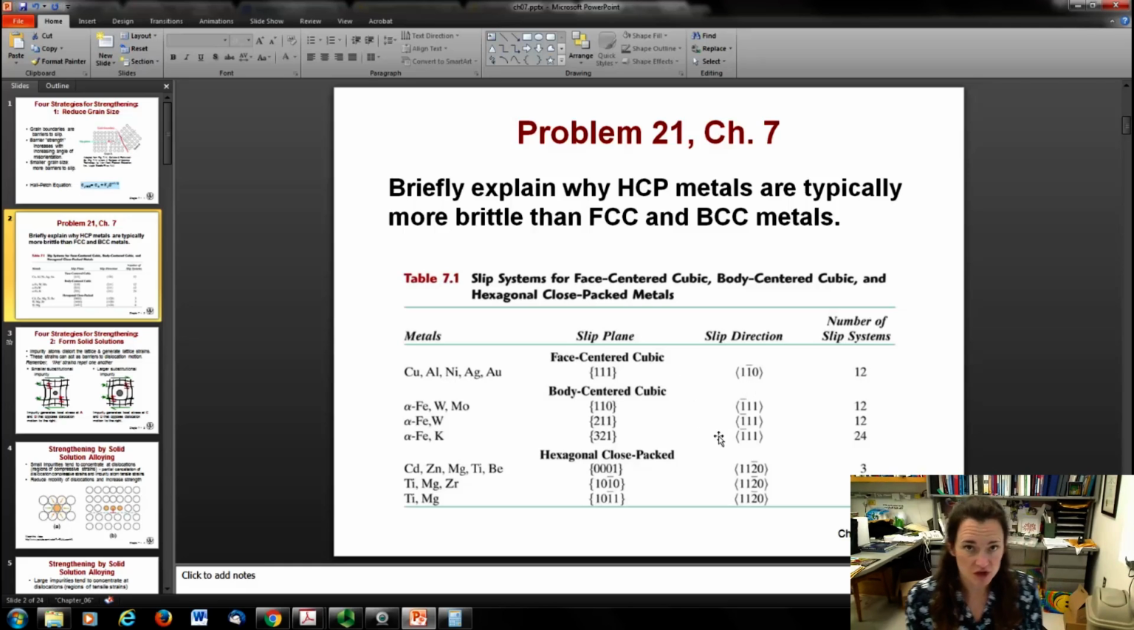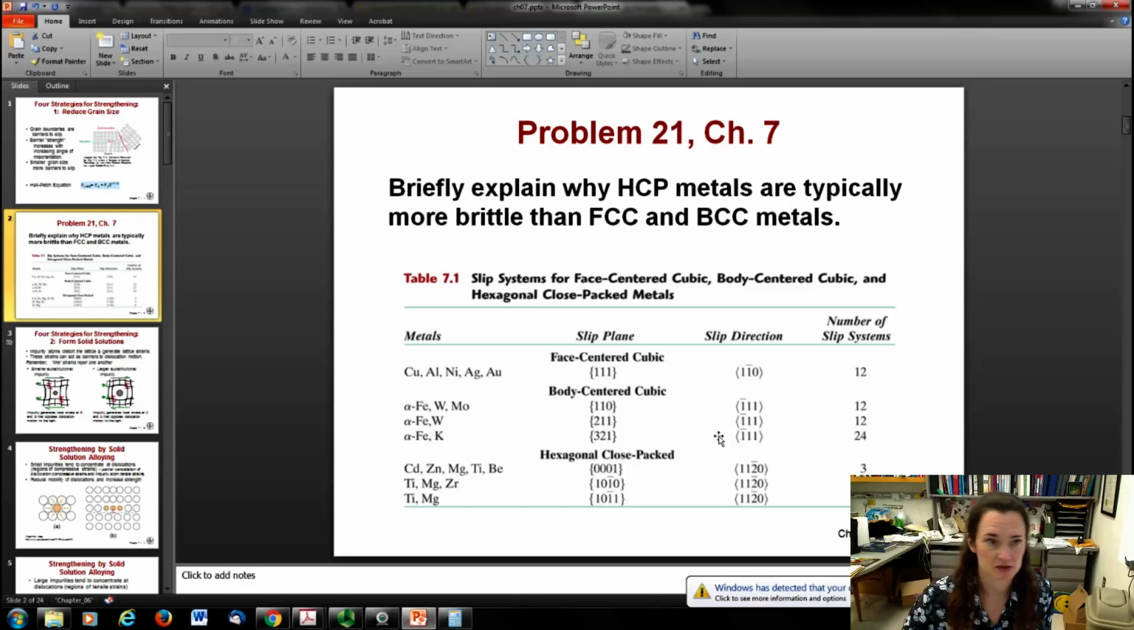Because there's fewer slip systems, then of course less slippage occurs. If less slippage occurs, then instead of plastic deformation, stretching it out, it's just going to break. So that makes HCP metals more brittle than the FCC and the BCC metals.